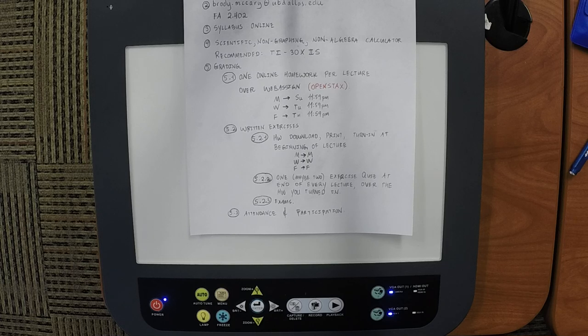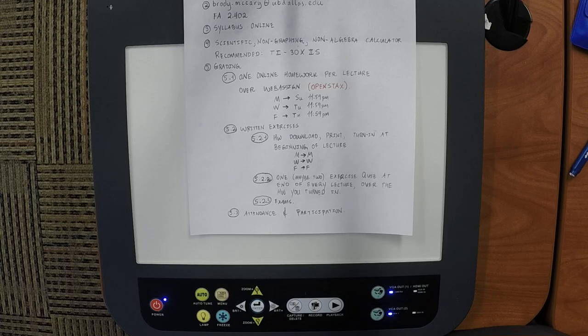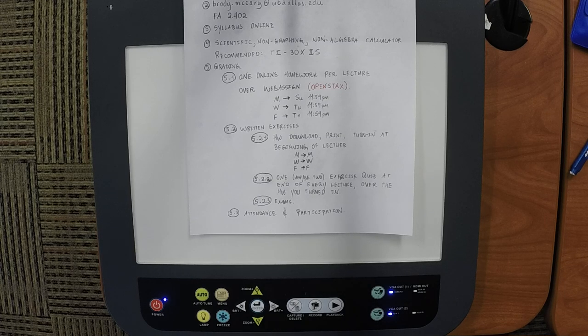Any question about the graded elements of the class? Yes? If we're absent for a class, how would that affect our quiz and written exercise grade? Well, you'll receive zeros for all affected ones, unless it's a university-approved absence, and in such a case, we'll make a different arrangement. But if you're absent without a university-approved excuse, then you just receive zeros.